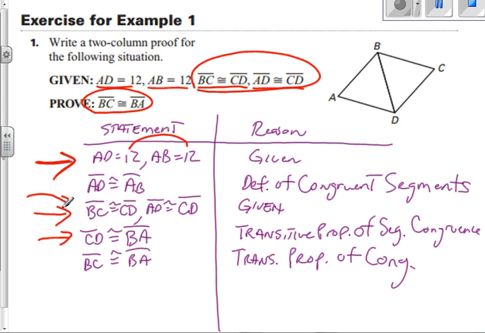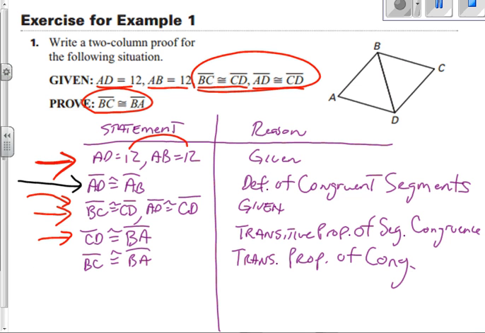Well, I know that AD and AB, let me use a different color. I know that AD and AB are congruent, therefore I know that BC is congruent to line segment... I'm one off, sorry there guys. Let me erase that. Let me go back.